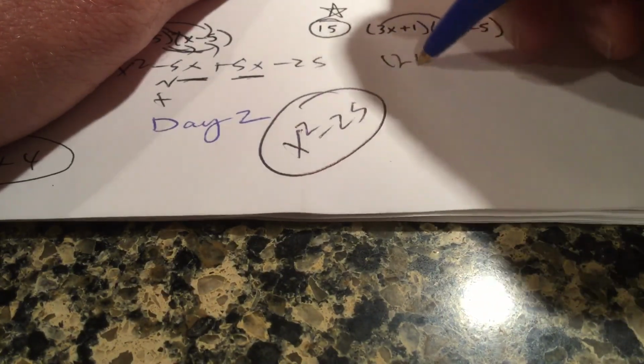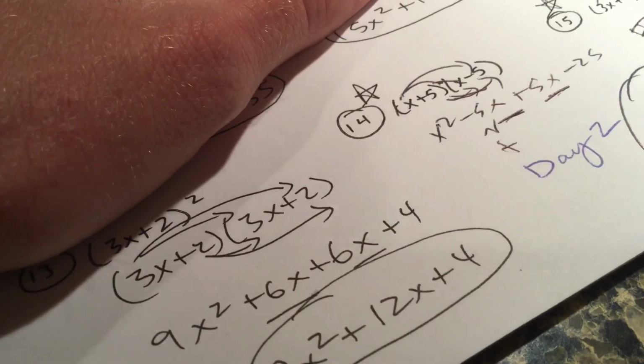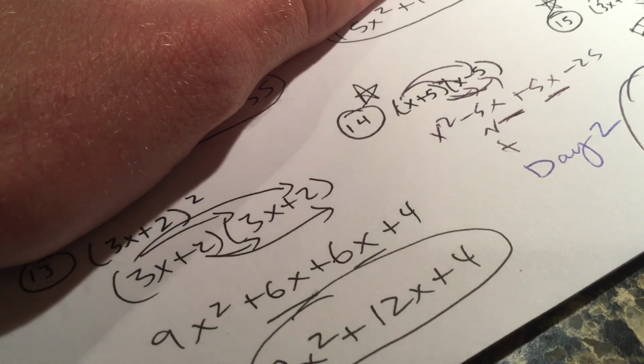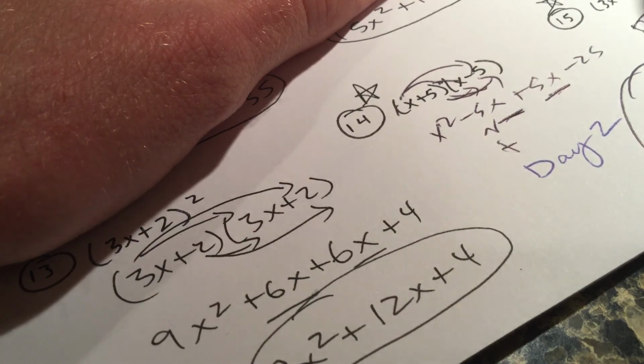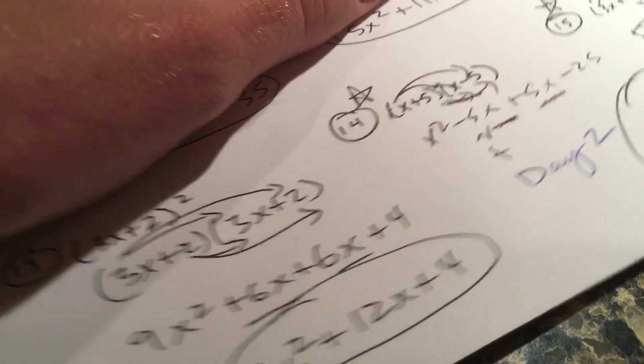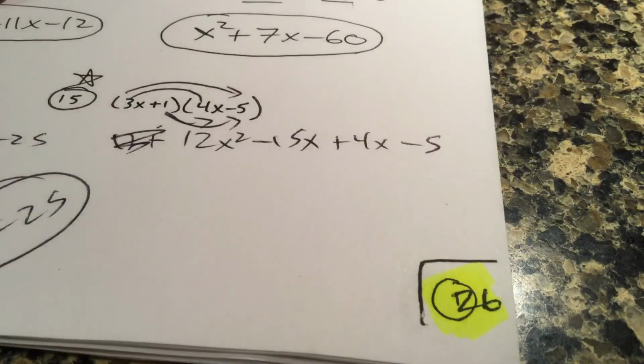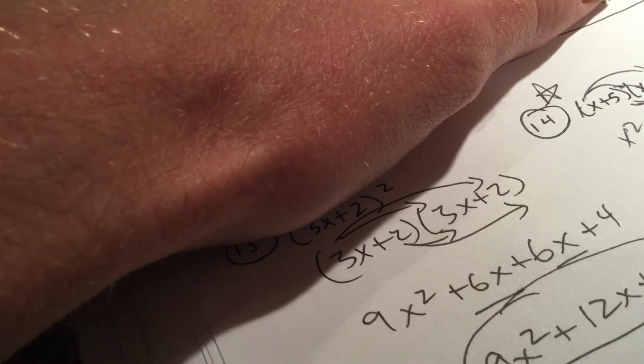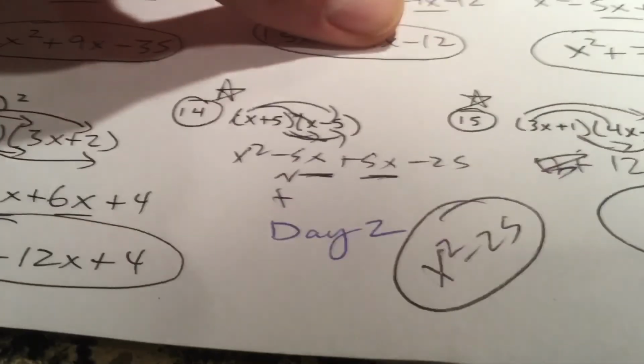You're going to get 12x squared. 3x times that negative 5 is minus 15x. 1 times 4x is 4x. 1 times negative 5 is a negative 5. There you go. The negative 15x plus 4x is a negative 11x. And that is your answer.